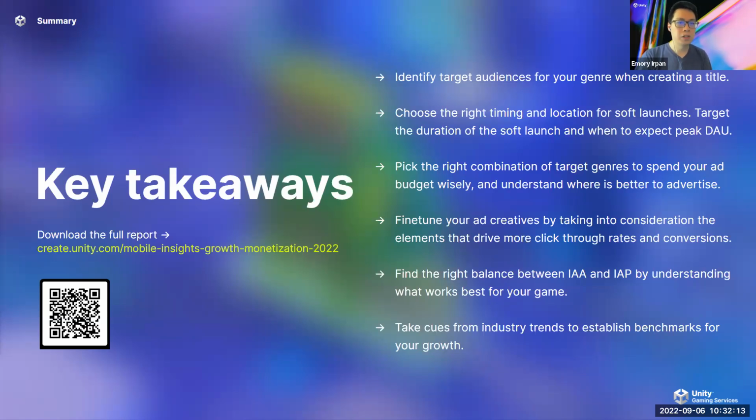Fourth, remember to fine-tune your ad creatives by optimizing the parts of the creative that maximize click-through rates and conversions. A/B testing what works for your particular game is highly recommended. Fifth, find the right balance between both advertising and in-app purchase revenues for your game. Different genres tend to have different balances, but even within each genre, every game is different. And lastly, remember to utilize industry trend reports from white papers and reports to benchmark your own game's growth, such as this one or some of the other ones that Unity has written.